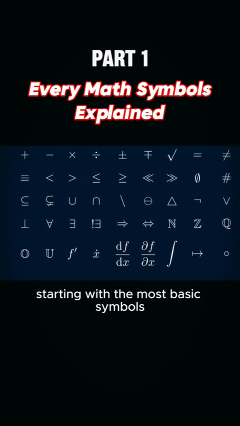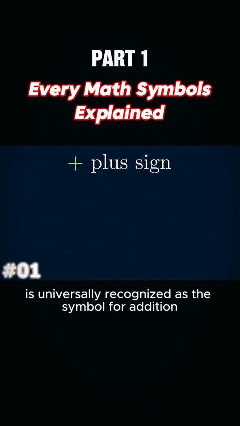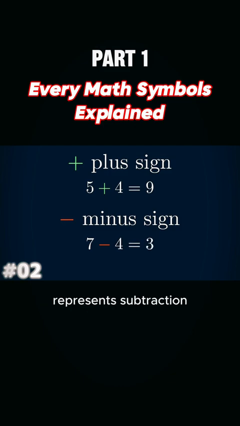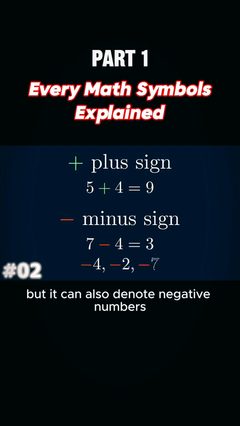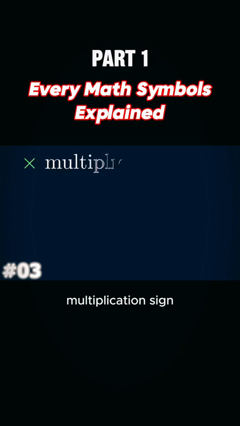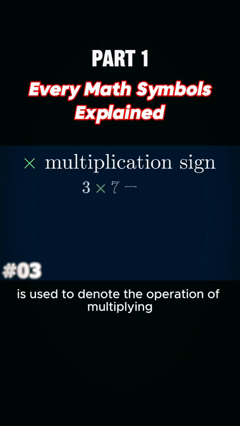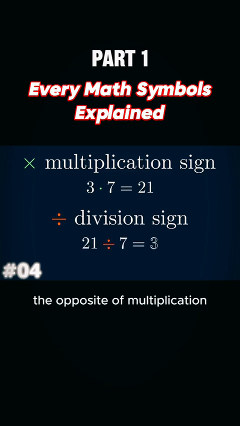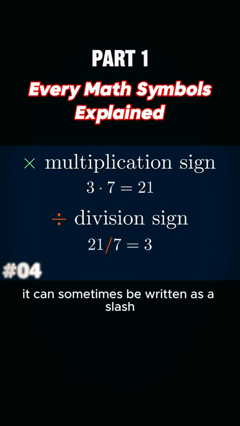Starting with the most basic symbols, the plus sign is universally recognized as the symbol for addition. Minus sign, which is essentially the opposite of the plus sign, represents subtraction, but it can also denote negative numbers. Multiplication sign is used to denote the operation of multiplying two numbers together, and can also be represented as a dot. The division sign signifies division, the opposite of multiplication.